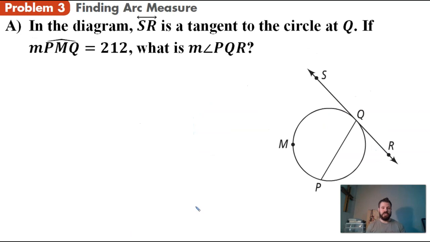Let's apply that to a question here. Problem A says in the diagram SR is tangent to circle Q. If the measure of arc PMQ is equal to 212, what is the measure of angle PRQ? So we're given PMQ. Let's find that. So P through M up to Q is 212 degrees. And I want to know what is angle PQR. PQR is right here, so in other words, that's this angle.